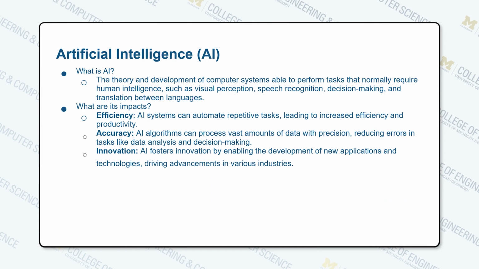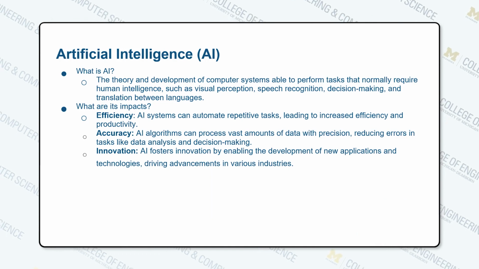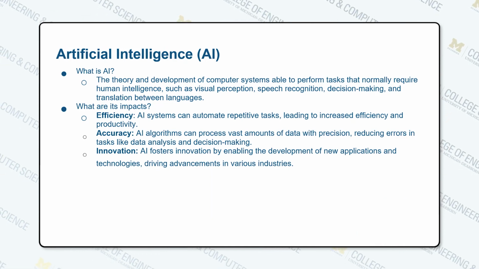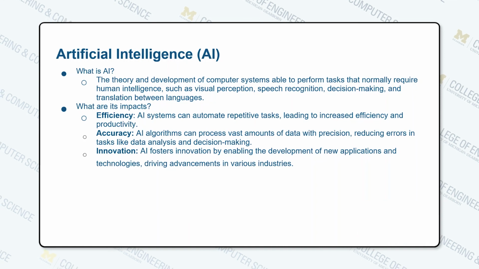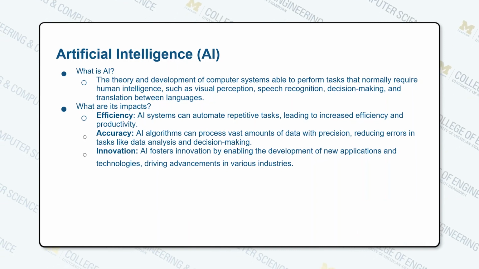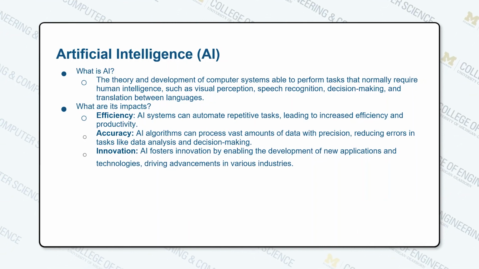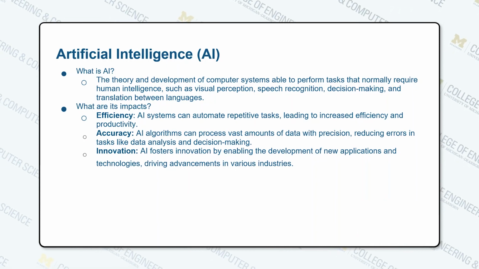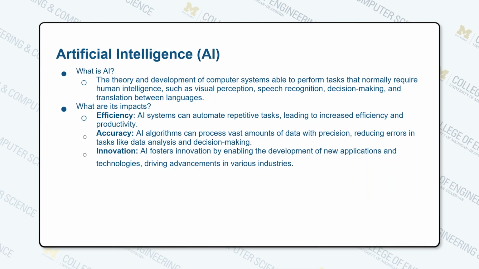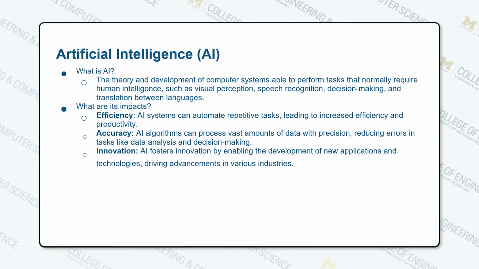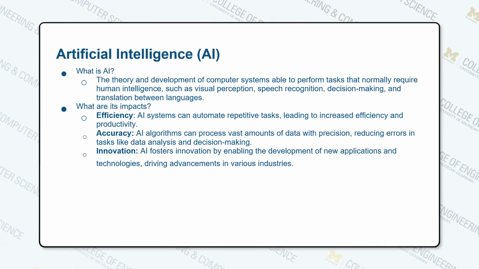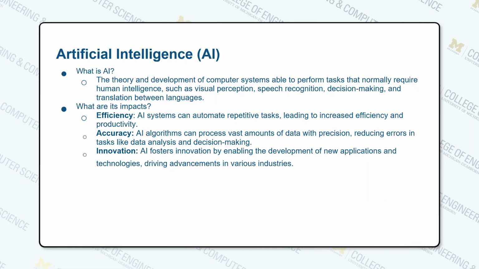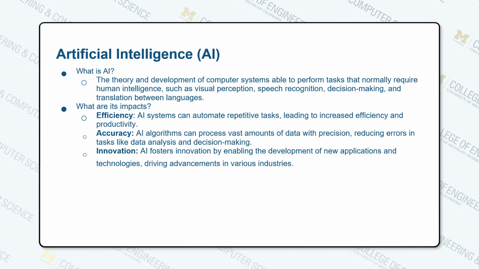It's important to know what AI is and its impacts. AI is the theory and development of computer systems able to perform tasks that normally require human intelligence. This can include visual perception, speech recognition, decision-making, and translation between languages. Its impacts can include automating repetitive tasks, processing vast amounts of information, as well as fostering innovation. In terms of our project, we used it to automate a board game.